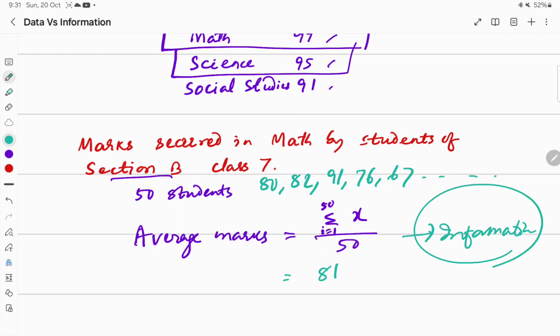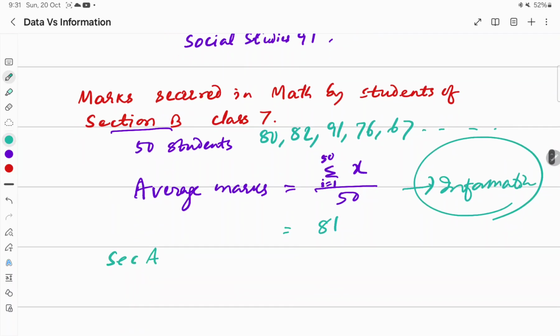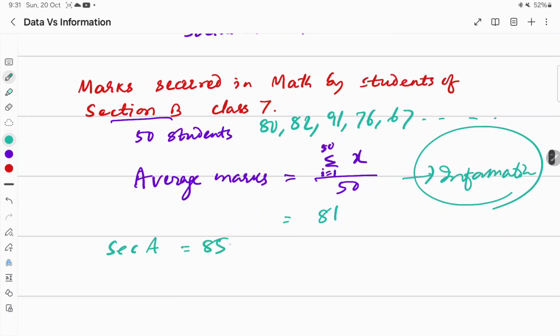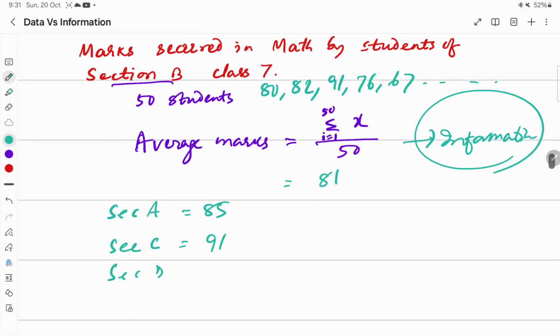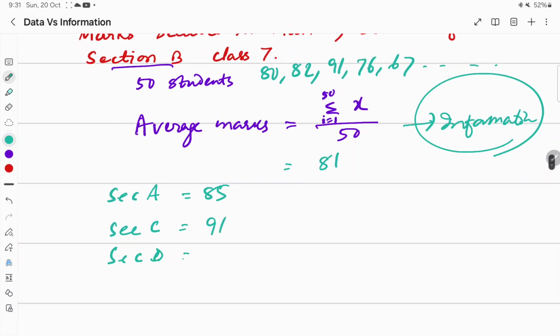Then suppose in section B this is the average score. In section A, say the average score is 85. In section C, say the average is 91. In section D, say the average is 75. So from this we can say the students of section C are the best in math with highest average. So that is our information from the data given.